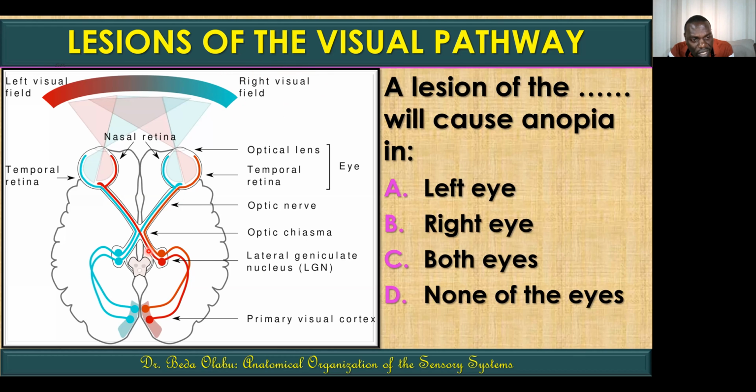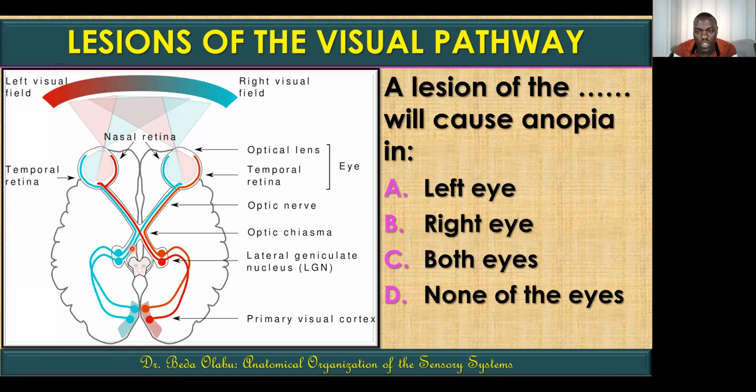If you affect the right optic tract, you will lose the whole of the left visual field. Injury to optic tract makes you lose vision of the whole of the opposite visual field. So the manifestation is contralateral. For the visual field, not for the eye. For the eye, it's both eyes, but for the visual field, it's contralateral.